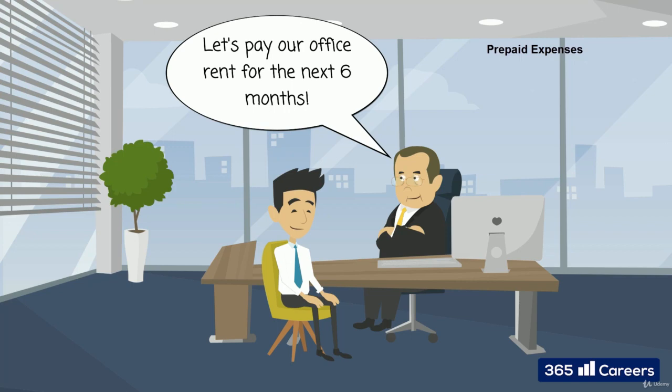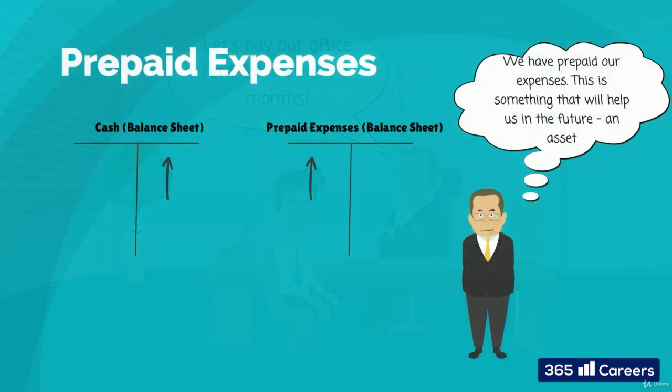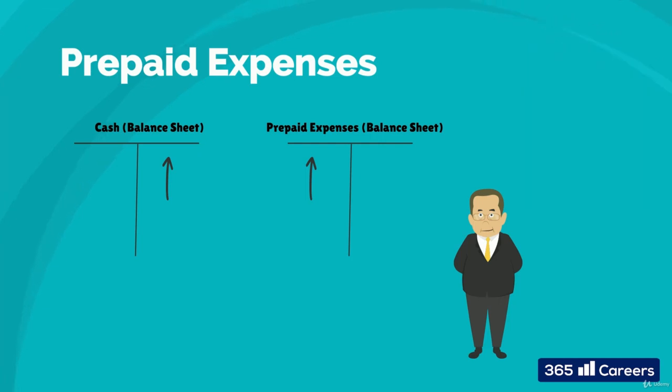Think of the office rent that a company pays. In a given situation, it could decide to prepay rent for the next 6 months. The money goes out of the company's bank account in exchange for the right to use the office space for the next 6 months, right?